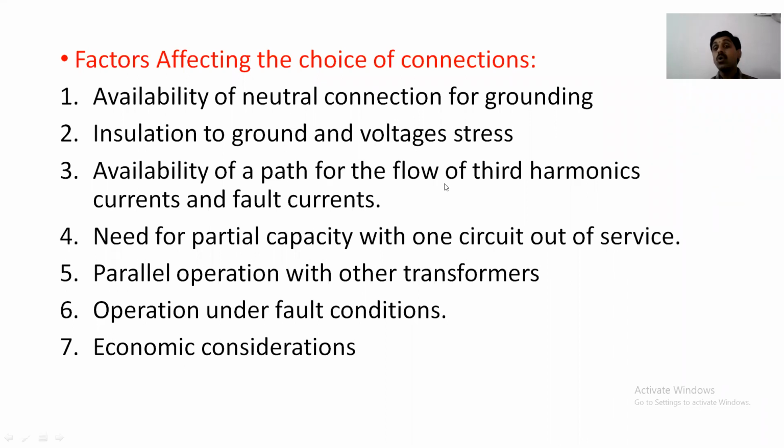Availability of a path for the flow of third harmonic currents and fault currents. Fault currents will have third harmonics and higher-order harmonics, so you should provide a path to suppress those harmonics. A neutral-to-ground connection is required. Based on that, you have to select the suitable transformer connection. Need for partial capacity with one circuit out of service: if one of the transformers goes out, the other 2 transformers should work. It is better in open delta. Out of 3, if 1 transformer goes, the remaining 2 transformers will supply the load.